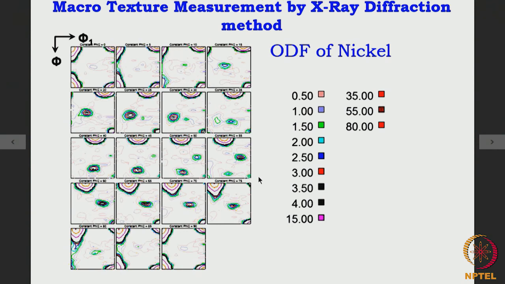Now, this shows the ODF of recrystallized nickel for which we have shown the pole figure previously. So, this is the ODF of the same sample of nickel, and here we have taken various sections of the ODF of the three dimensional orientation space. As you can see, for each section this is the phi 1 direction, this is the phi direction. So, this is phi 2 0 degree, this is phi 2 5 degree section, this is phi 2 10 degree section, this is phi 2 15 degree section, etcetera, etcetera, this is phi 2 90 degree section. So, the entire pole density distribution within the three dimensional orientation space can be represented by finding out the various sections of the three dimensional orientation space in this manner.